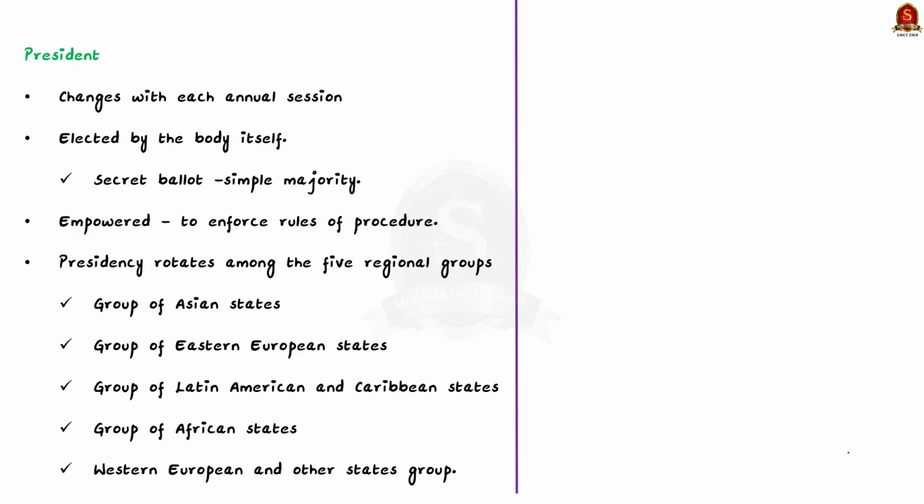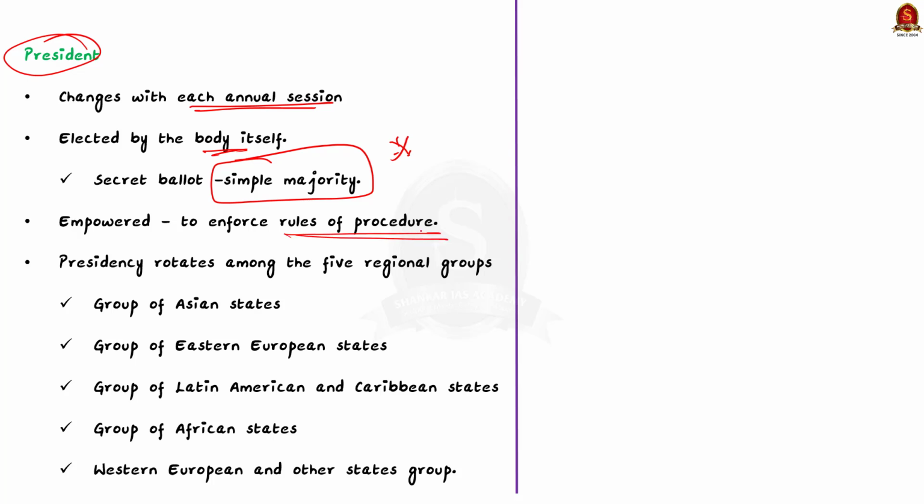Know that the Assembly's president changes with each annual session and is elected by the body itself. And the president of the General Assembly is elected every year by a secret ballot and requires a simple majority vote of the General Assembly. The General Assembly president is empowered to enforce rules of procedure such as opening debate, setting the agenda, limiting speaking times for representatives, and suspending or adjourning debate.